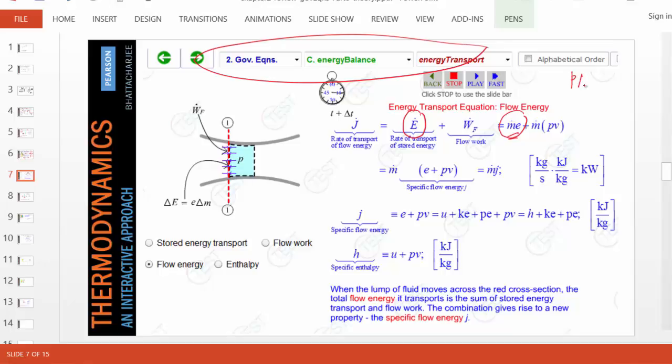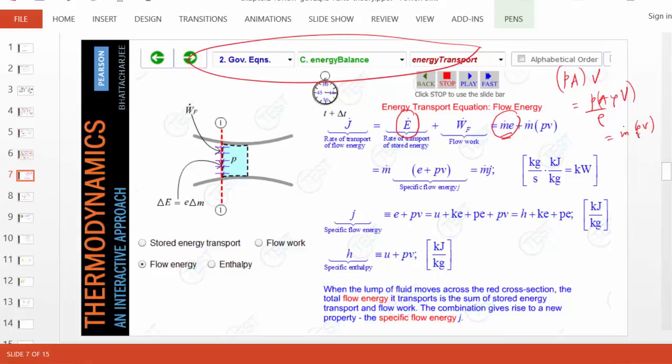Force is pressure times area and velocity. And then you can show that this is nothing but pressure times area divided by density times velocity. And as you can see, this is rho AV, so it becomes m dot, and 1 over density is specific volume. That's how it turns into this simple term. And together, this is called J dot, the rate of transport of flow energy.